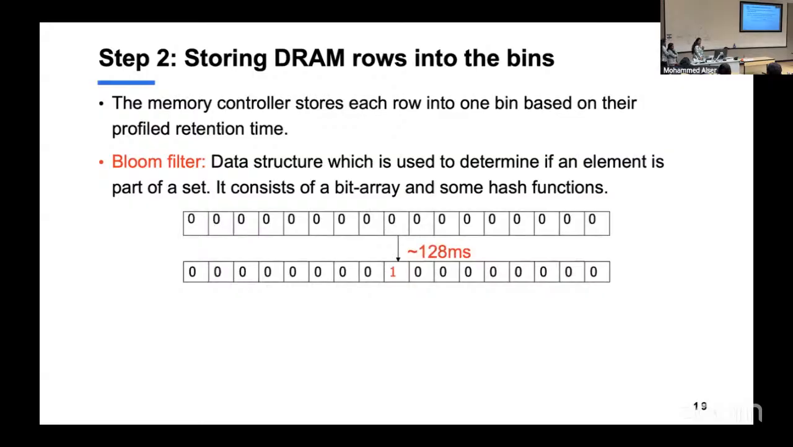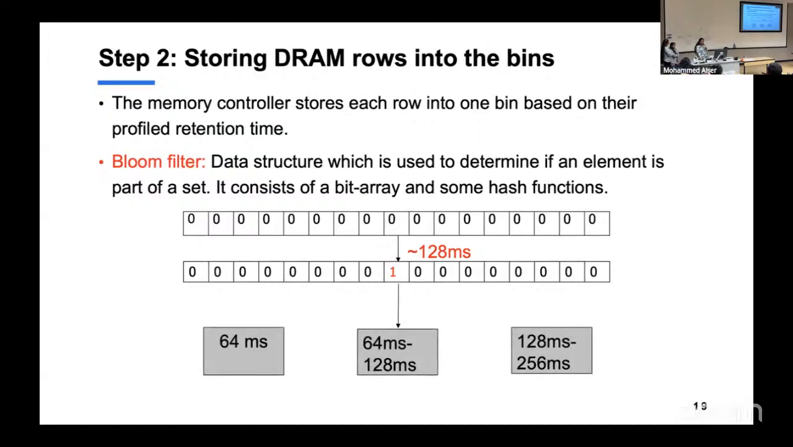So this is how we have already calculated the retention time in the first step. In the second step, we are going to put them in the bins. For example, you can see 64 milliseconds is one bin, 64 to 128 milliseconds is the second bin, and 128 to 256 milliseconds is the third bin. It's around 128 milliseconds in the example we calculated, so we are putting that into the 64 to 128 milliseconds bin. This is how the second step is going to work.